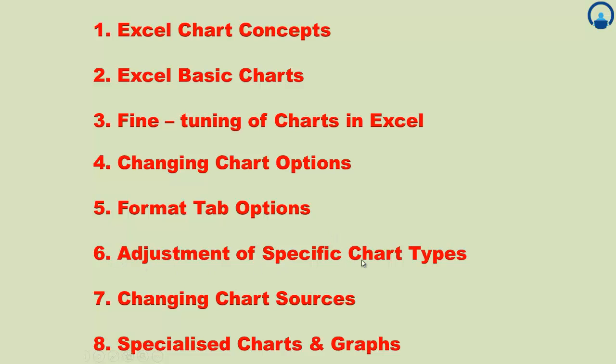Sixth would be adjustment of specific chart types. In this you will learn about various chart types like area chart, scatter chart, XY, that is stock chart, bubble chart, donut chart. The various types of charts you are going to learn in this particular topic.